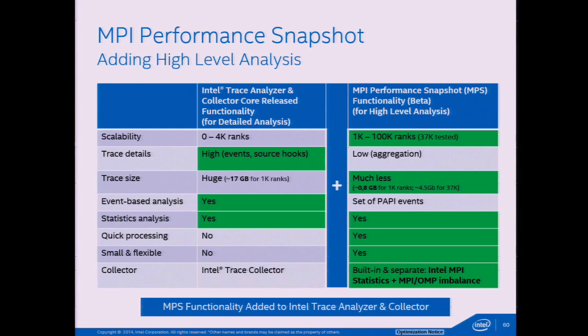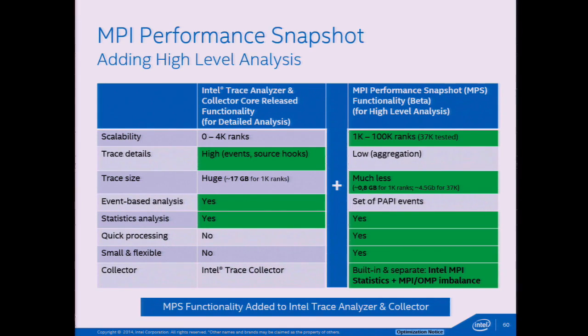It doesn't provide as much information as, let's say, the Trace Analyzer and Collector, so you can't really get down to the individual MPI calls. But if you're looking at an application that scales to 10,000 ranks, then that's probably not what you care about. What you really care about is looking at your entire overview and figuring out what the potential issues might be.